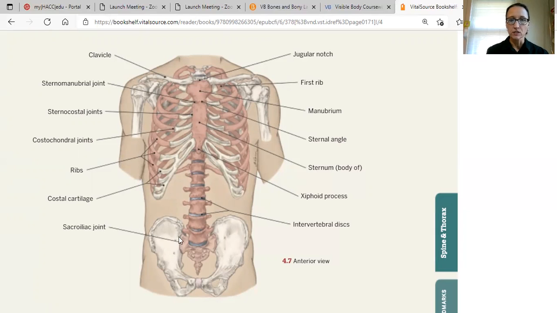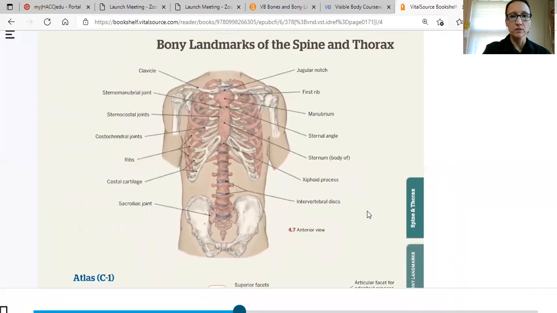And just as a side note, this is a really lovely view of the sacroiliac joint. You can see how the ilium fits flush with the sacrum on both sides. It's just a lovely picture of the joint there.